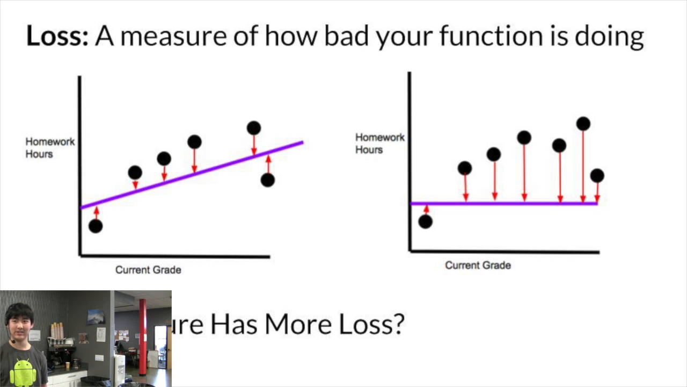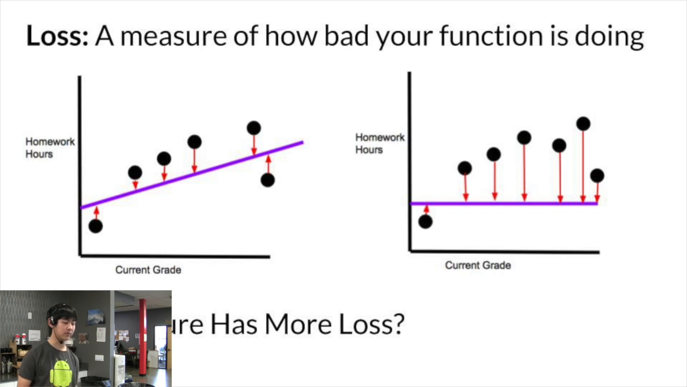Does anyone want to give a chance? Sure. The right one, yes, that one is doing worse. Look at this person, for example. The model is not predicting all of this homework, so it's doing pretty badly. To get a good model, all we have to do is find a model with a very low loss. That means our model is doing very well.